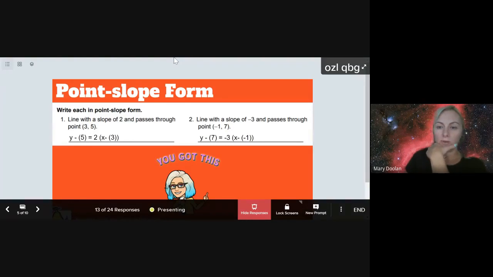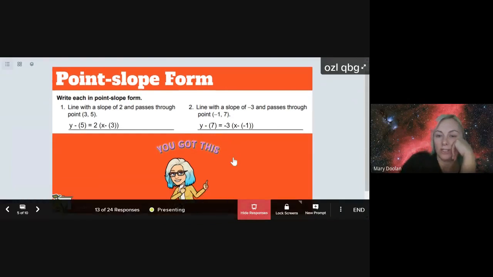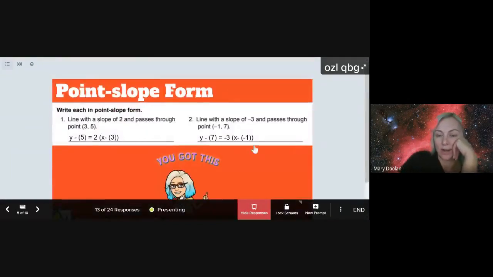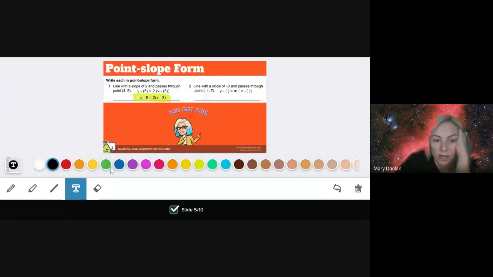Okay, so if you are subtracting a negative, don't forget that can be changed into adding the opposite. So this right here is going to become x plus 1, x plus +1. And so if I come over here, I can show you. I'll type that out. So we have y minus 7 equals -3 times x plus 1.